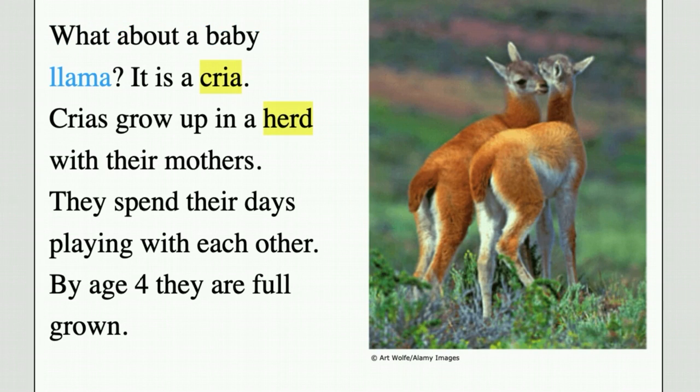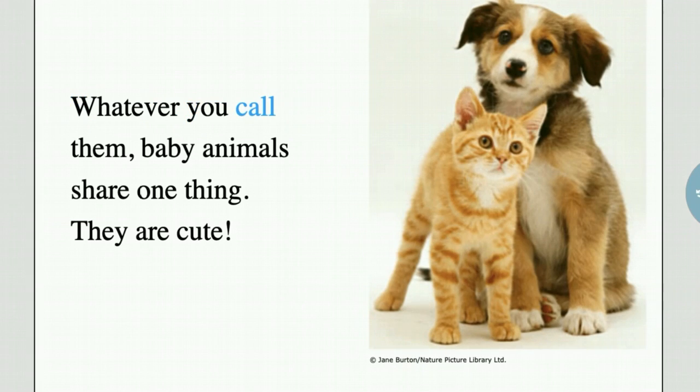What about a baby llama? It is a cria. Crias grow up in a herd with their mothers. They spend their days playing with each other. By age 4, they are full grown. Whatever you call them, baby animals share one thing. They are cute.